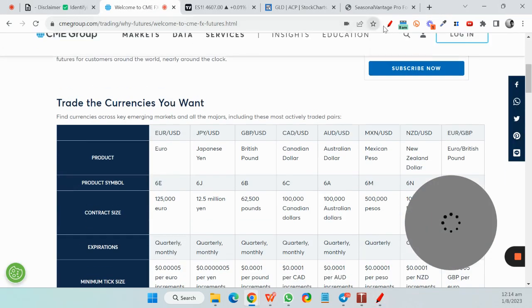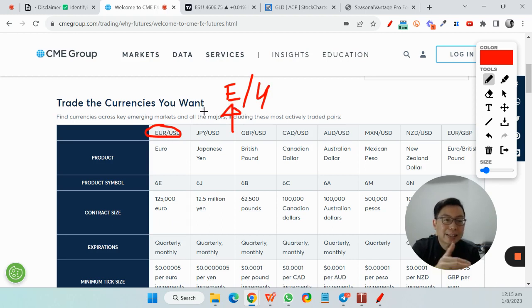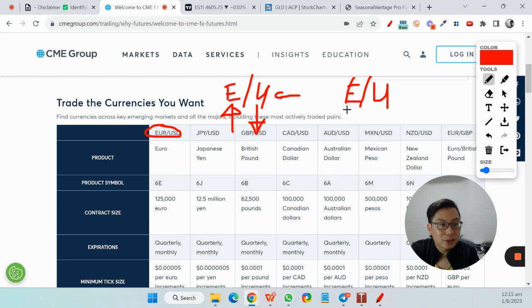I'll try to write it over here. For example, the euro versus the dollar over here. If the euro is going up, which means you're comparing against another currency, which is the US dollar, the dollar will be going down. So again, if the euro is coming down, the US dollar is going up. You get what I'm trying to say?